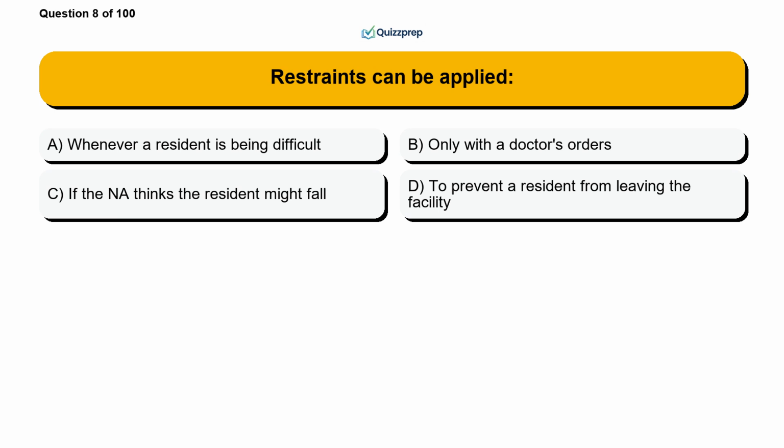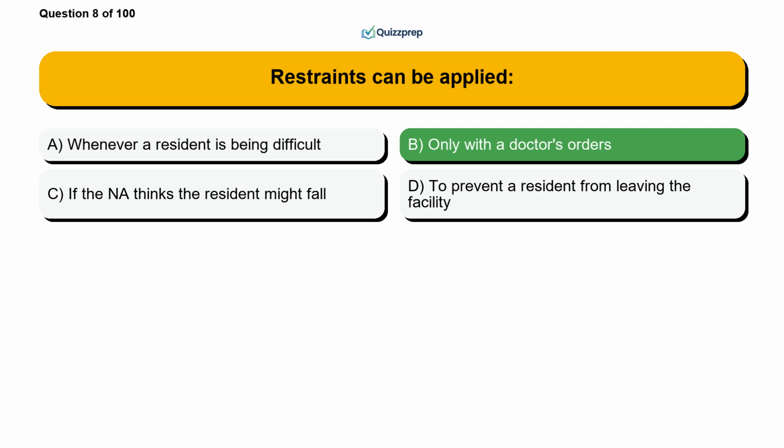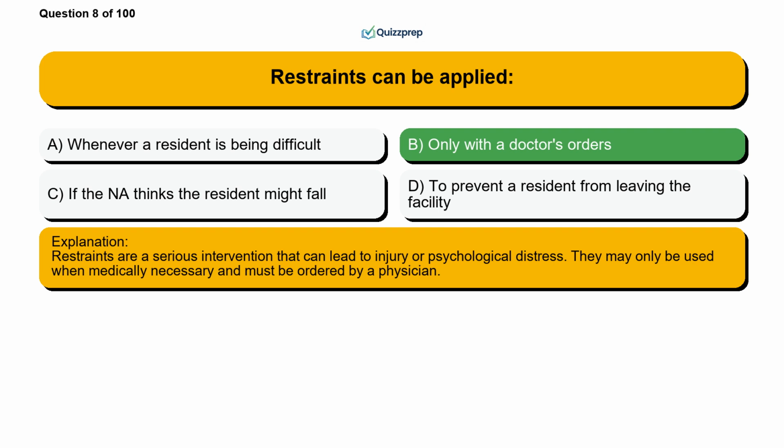Question 8. Restraints can be applied: Option A, whenever a resident is being difficult. Option B, only with a doctor's orders. Option C, if the NA thinks the resident might fall. Option D, to prevent a resident from leaving the facility. The correct answer is option B, only with a doctor's orders. Restraints are a serious intervention that can lead to injury or psychological distress. They may only be used when medically necessary and must be ordered by a physician.